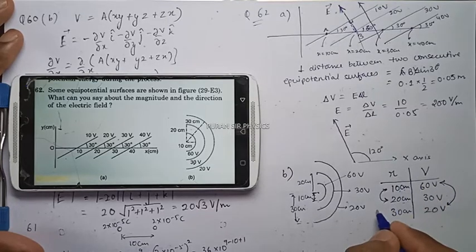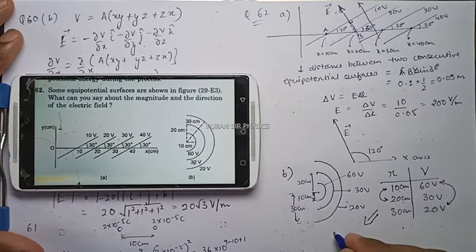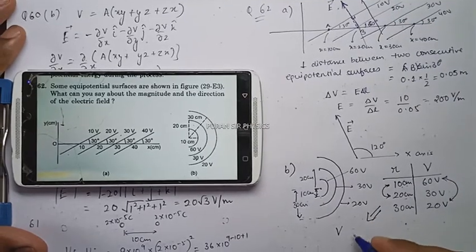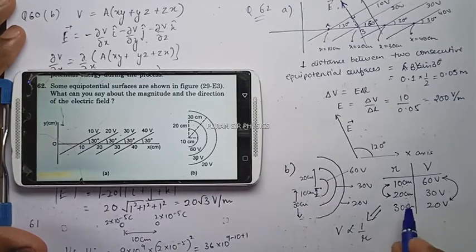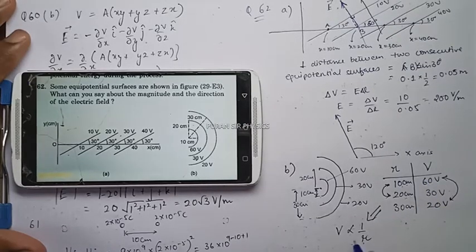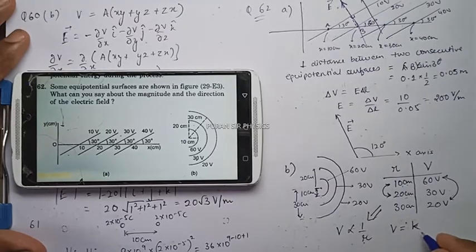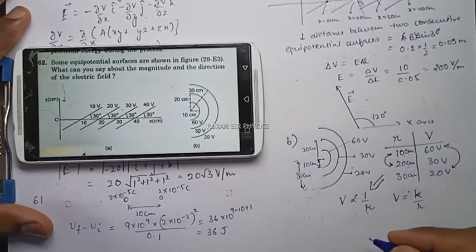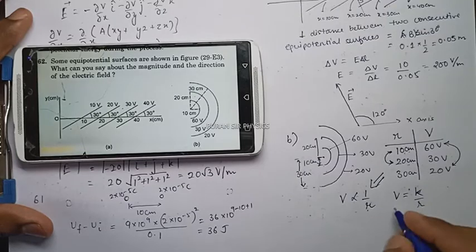So from here we can interpret that your V is inversely proportional to the radius. So if you increase the radius, your potential decreases. As simple as that. So here the constant of proportionality will be, say, K. V equals K by R. So if we put any of these values, we can find the value of K.